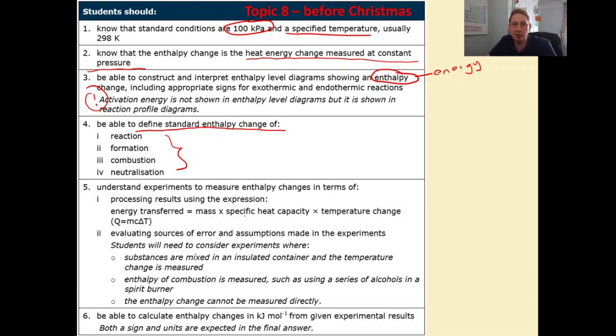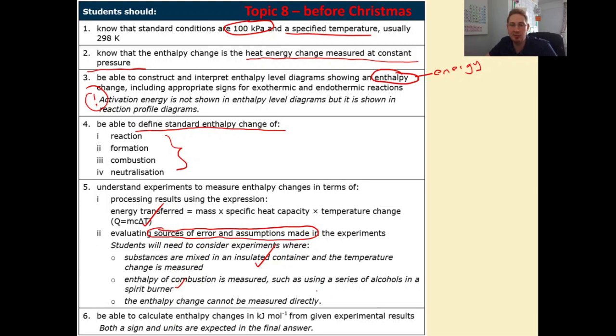Understanding experiments using Q equals mc delta T, we'll look at that. Evaluating sources of error and assumptions made. Again, some of you are really struggling to think about problems with the experiment rather than mistakes that you made. So think back to the previous topic, the difference between error and mistakes. We're looking for sources of error in the experiments. Insulated container, just like the required practical from GCSE. Enthalpy of combustion, measuring that in a spirit burner, you did that.